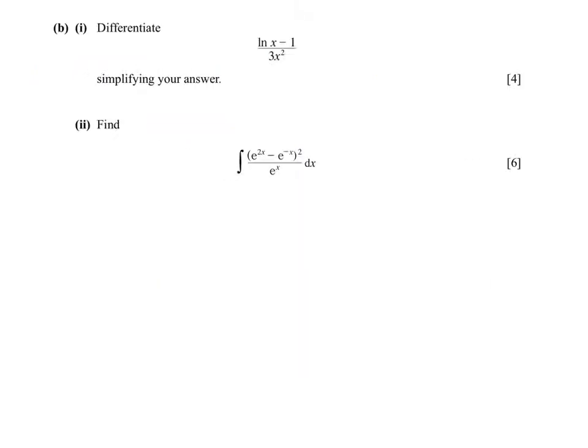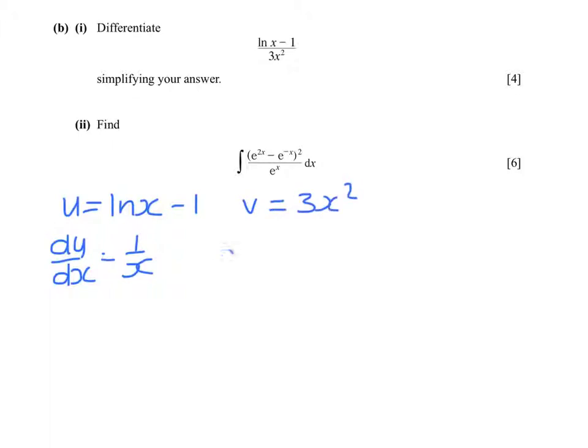B is part 1, it's a differentiation question, and it's a quotient rule. And in the quotient rule, we label the numerator u, and we need to differentiate that, which gives us 1 over x. We label the denominator v, and we need to know the differential of that, which is 6x.